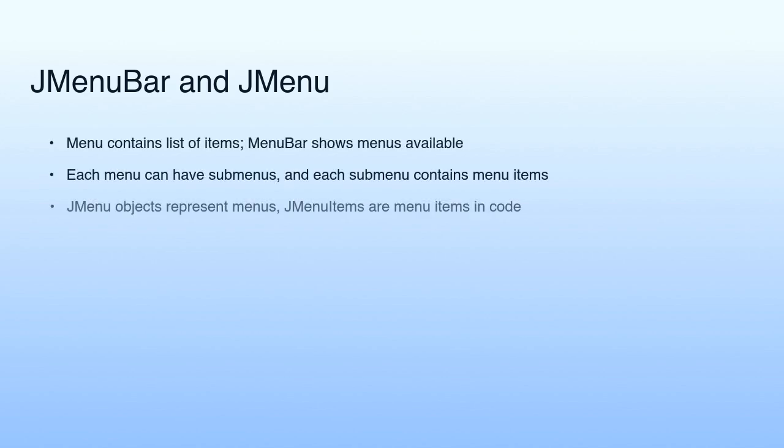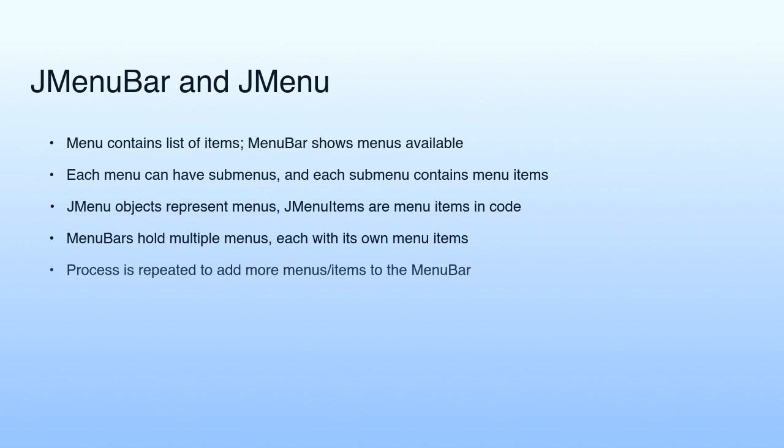Menu bars contain menus, and each menu can have submenus with menu items. Menu objects represent menus, while items represent the individual items within those menus. Menu bars hold multiple menus, each with its own menu items, in a structured hierarchy.